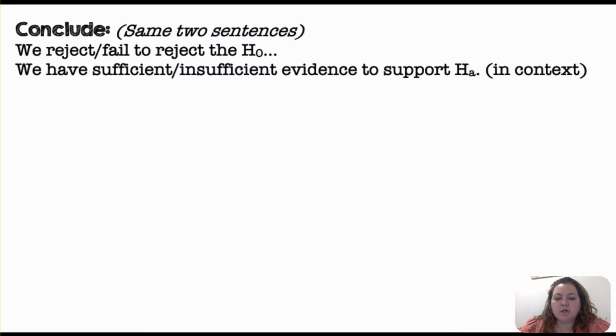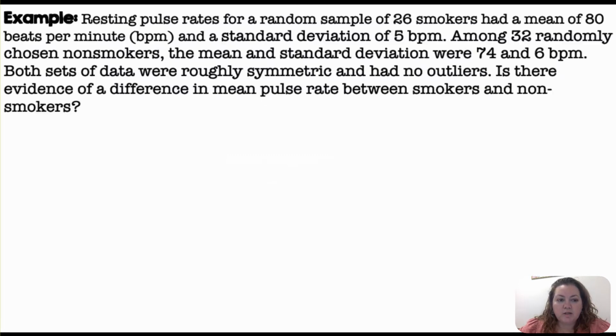Our conclusion is the same two sentences that we usually have. We reject or fail to reject the null hypothesis because our p-value is less than or greater than our alpha value. We have sufficient or insufficient evidence to support the alternative. Make sure you include context.